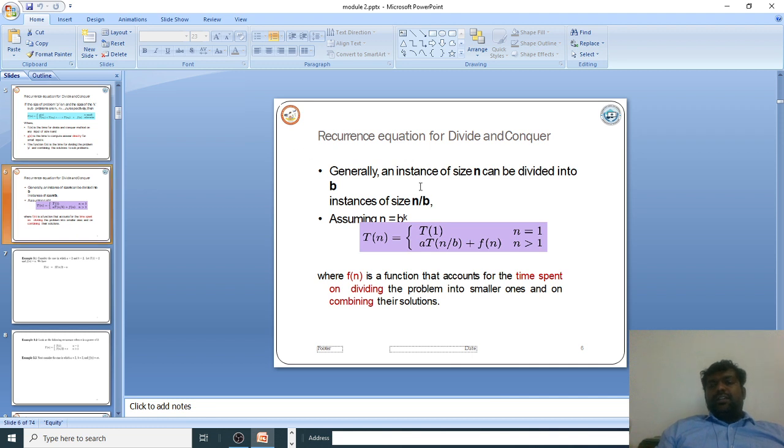Next, generally an instance of n will be divided into b, so the value will be n by b, assuming n equals b to the power k. Here you're going to get T of 1 where n is 1, and T of n by b plus f of n if n is 2. F of n is a function that accounts for the time spent dividing the problem into smaller ones and combining the solutions. This is with respect to some searching techniques or applying divide and conquer.